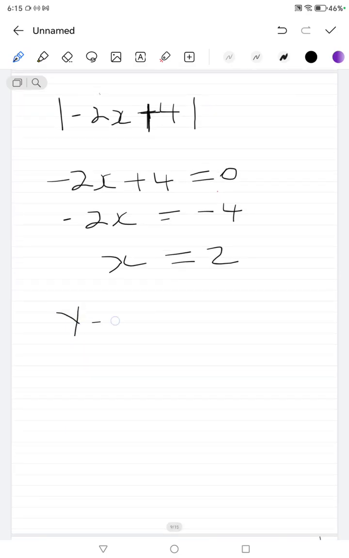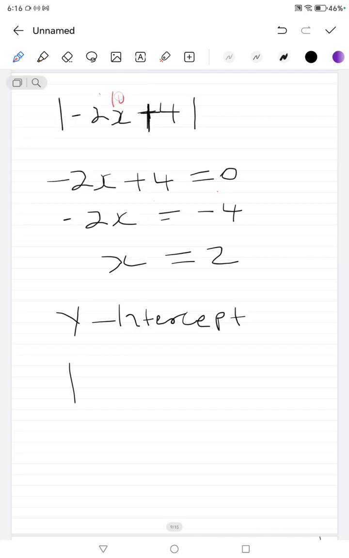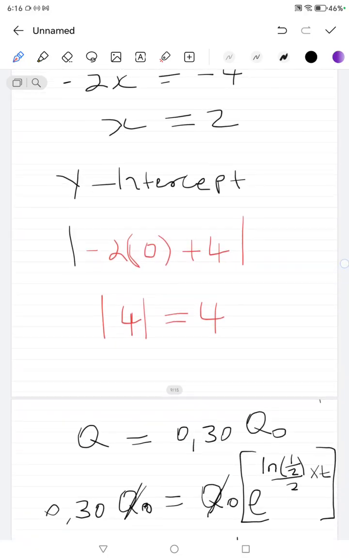Now you go and check what the y-intercept would be. It's not necessarily required to check for the y-intercept, because in most cases they don't ask about it or aren't interested in it. So where you see your x, you just replace it with 0. So you have minus 2 times 0 plus 4. Then what are you left with? You're left with the absolute value of 4. This is the same as having your 4.